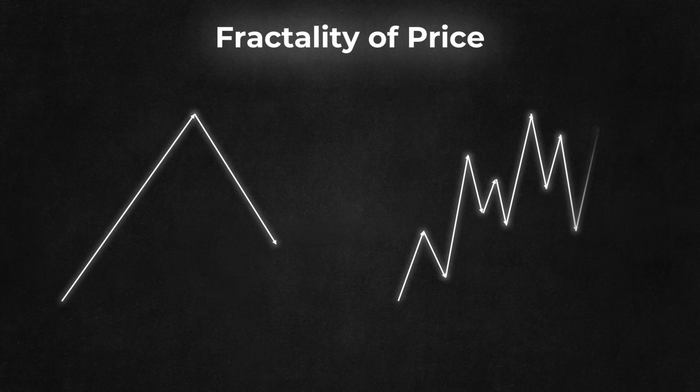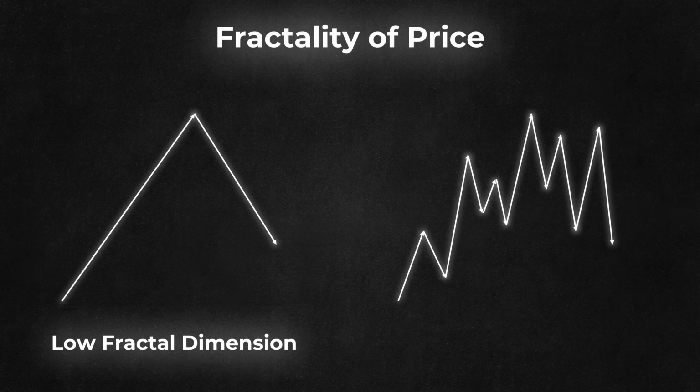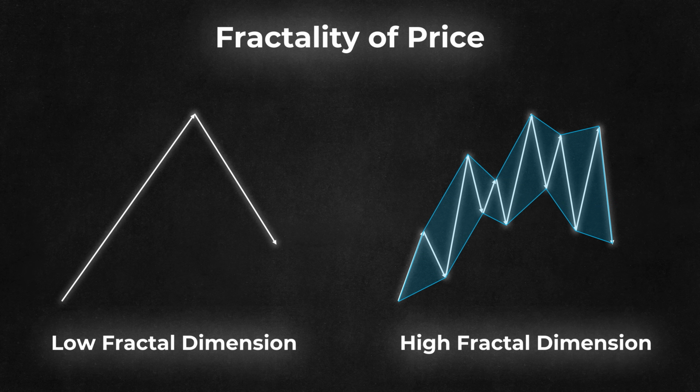You may have noticed already that sometimes price moves smoothly in a straight line, and sometimes price moves in a more chaotic and noisy way. In the fractal analysis of markets, clean movements like that are classified as low fractal dimension, and jagged movements are classified as high fractal dimension.